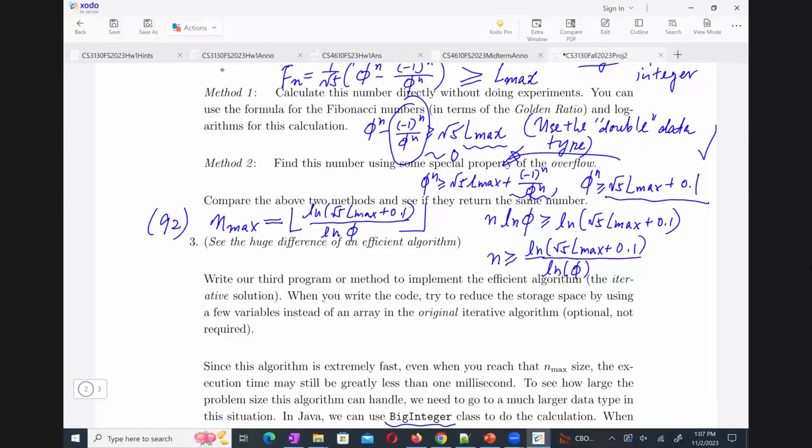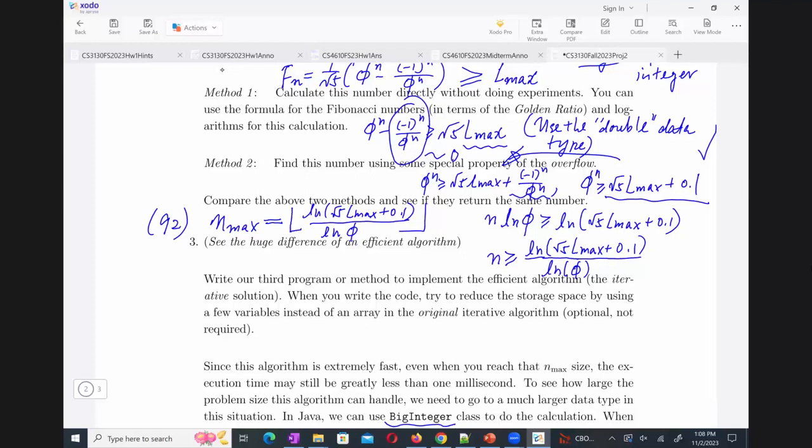All right. Method number two, find this number using some special property of the overflow. The first method we used the mathematical way. But the second way we use computer science, not a math formula. In computer science, there is a special method.